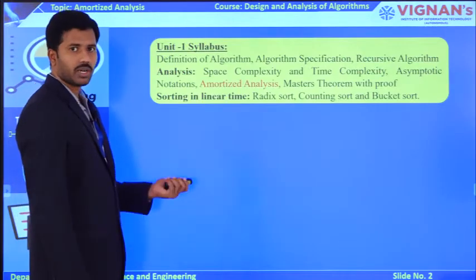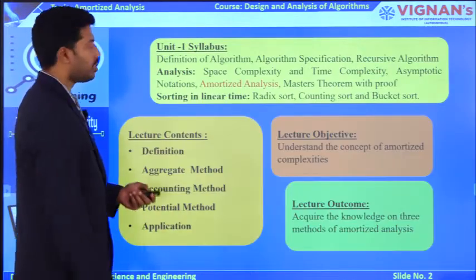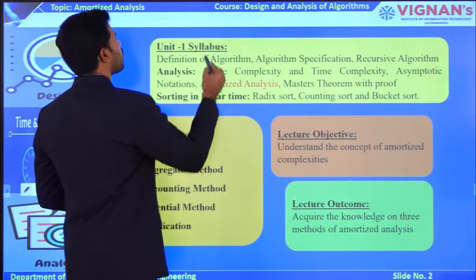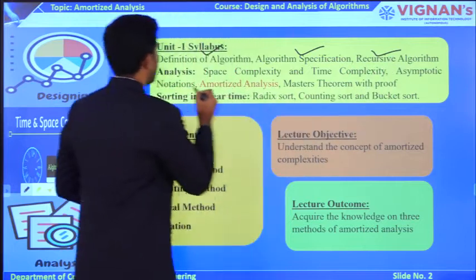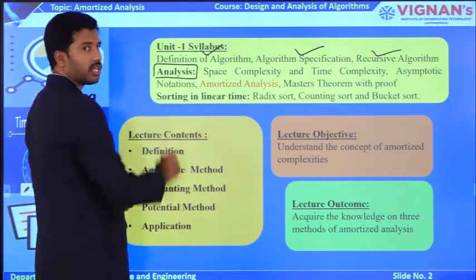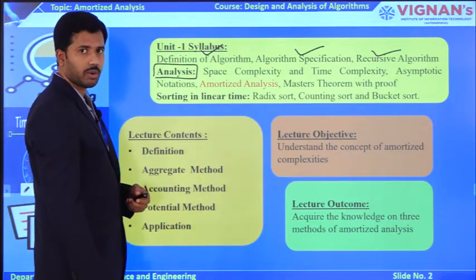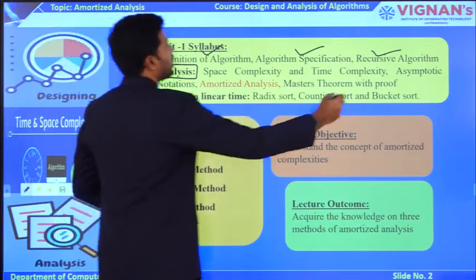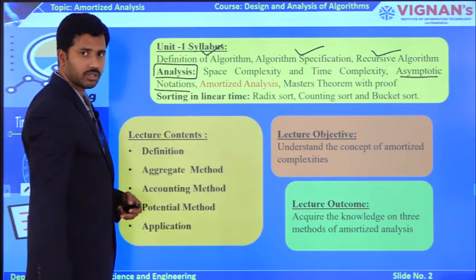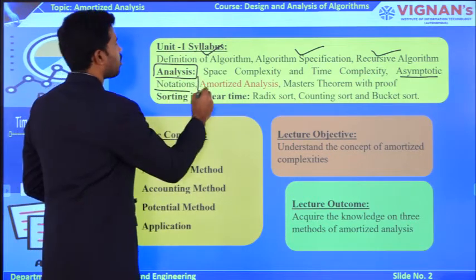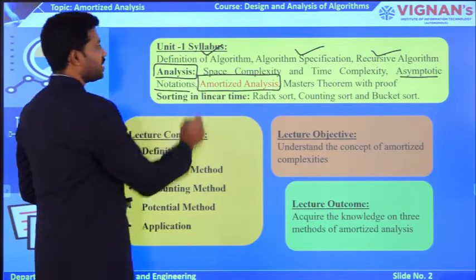So this is your unit 1 syllabus. Under unit 1, in the previous lectures we have completed the definition of an algorithm, pseudocode conventions, recursive algorithms, and analysis in terms of time complexity as well as space complexity. In the last lecture we discussed asymptotic notations. Now in the current lecture we are going to cover amortized analysis.